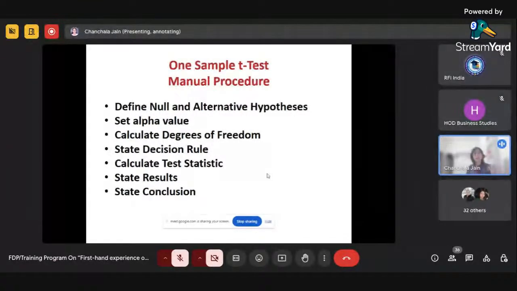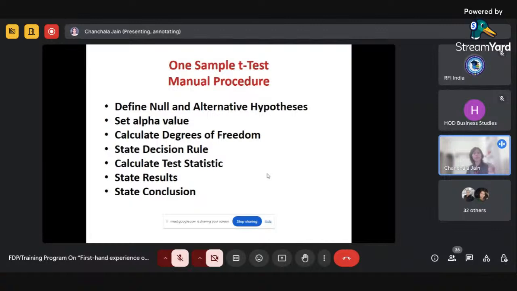Many times we formulate the null hypothesis as there is no significant difference. We are saying that the difference is not existing, right? So this becomes our null hypothesis. And alternatively, we say that there is a significant difference, right?